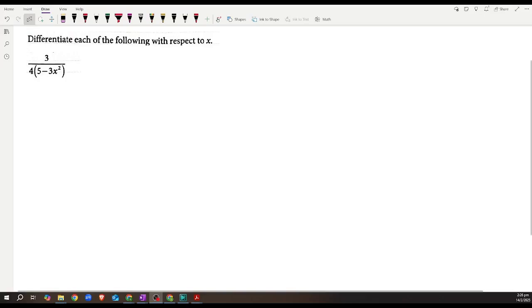This is a question on differentiation. It involves something known as the chain rule. Okay, so what is the chain rule? Let's say you have an equation like y equals (x minus 2) squared, right? And then you want to differentiate this.